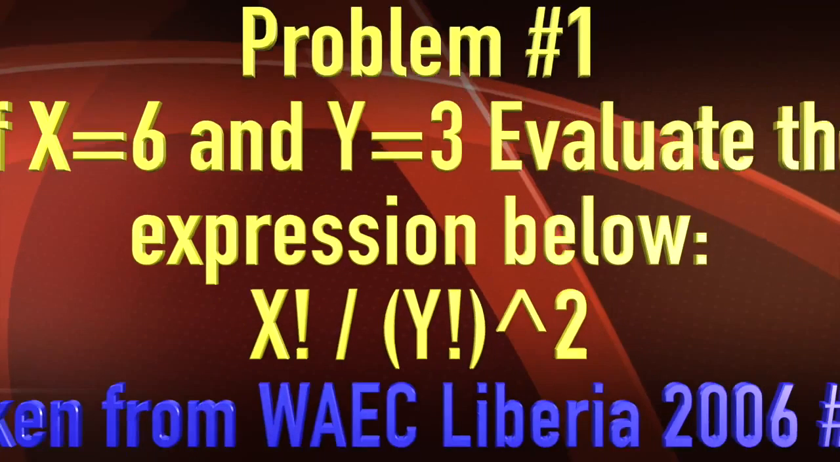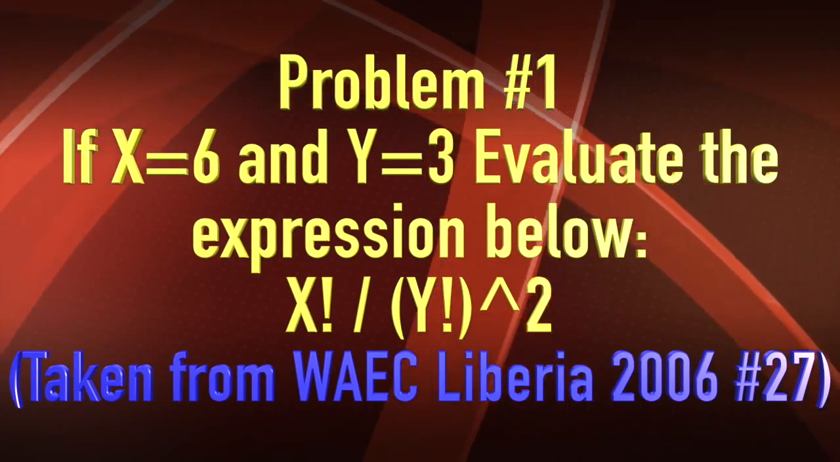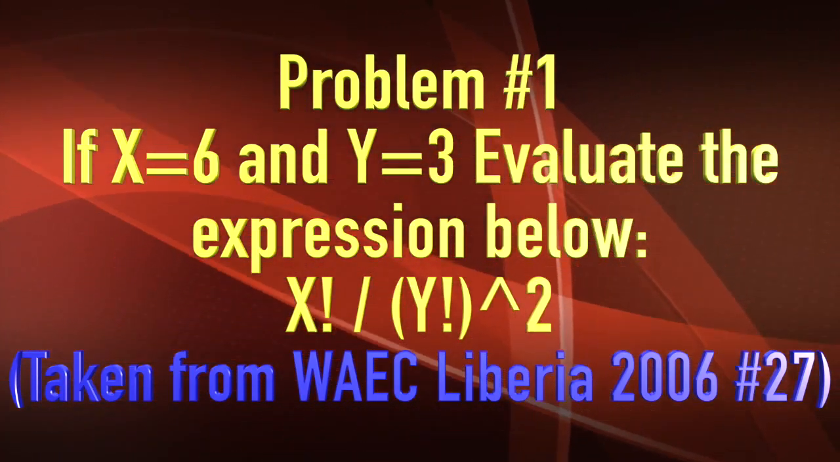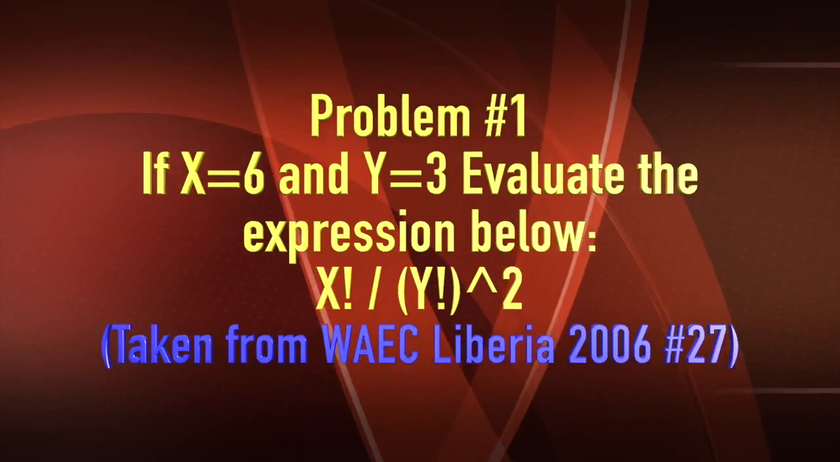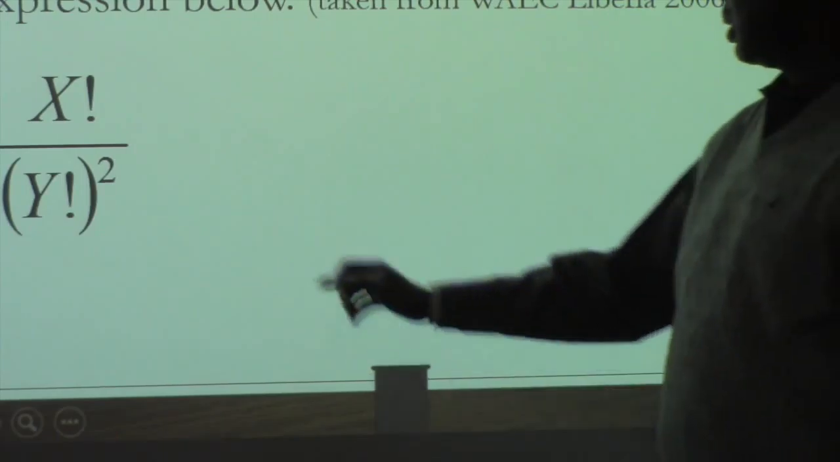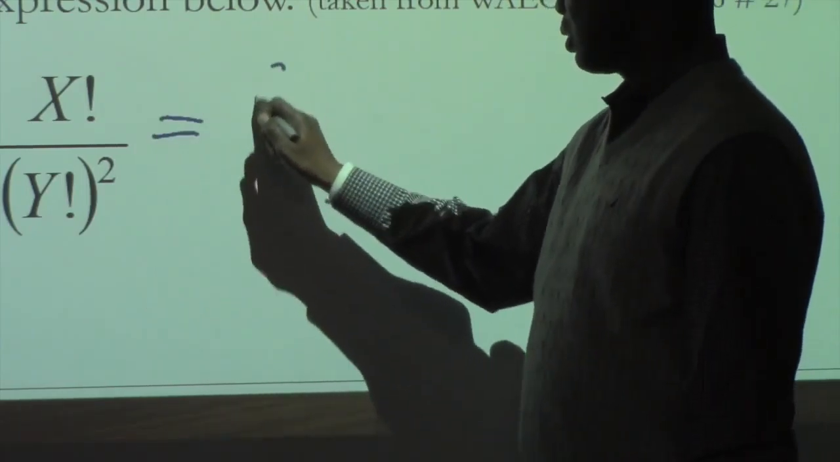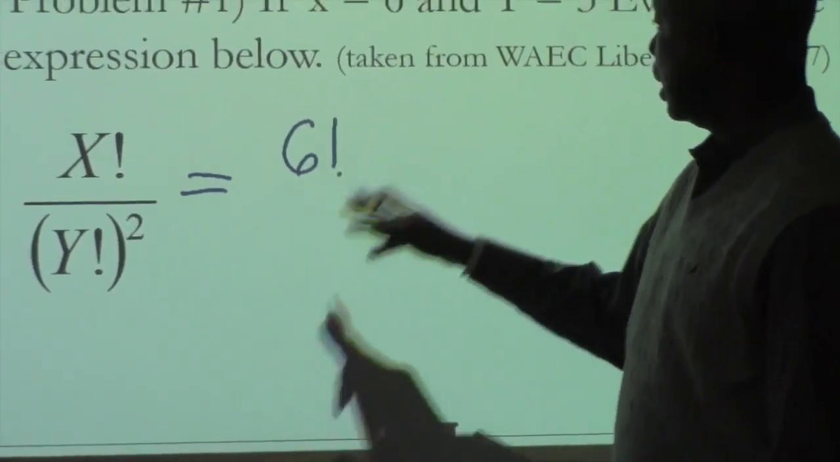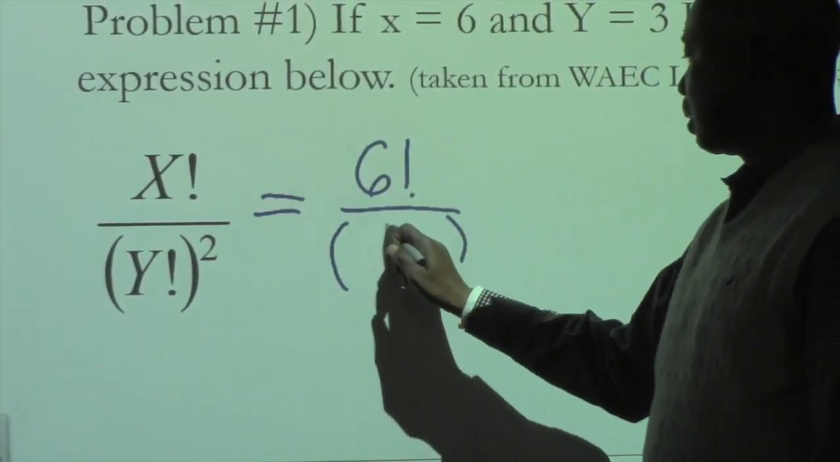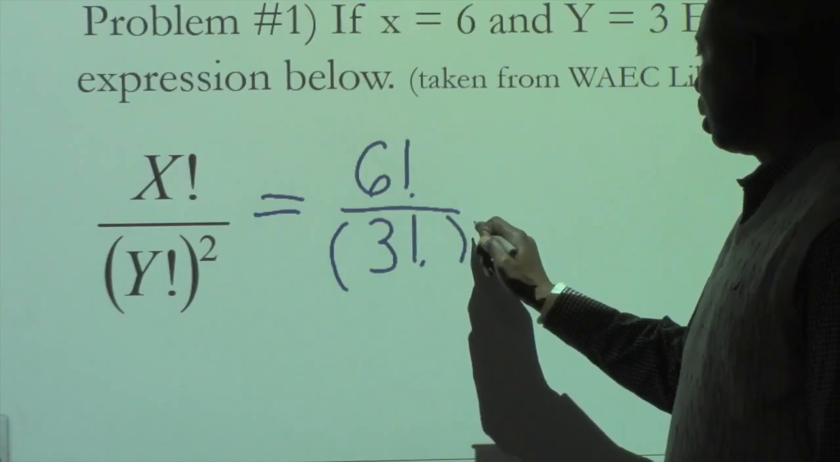So now here's the first problem we have here. This is just kind of putting the factorial concept into use. This is taken from WAEC Liberia 2006. It's problem number 27. They said evaluate this expression when x is equal to 6 and y is equal to 3. So basically x is equal to 6. Let's do the first substitution. And then y is equal to 3. So I have 3 factorial squared.